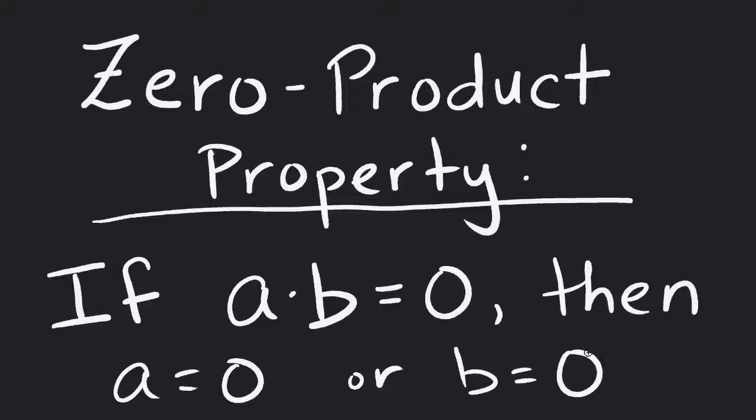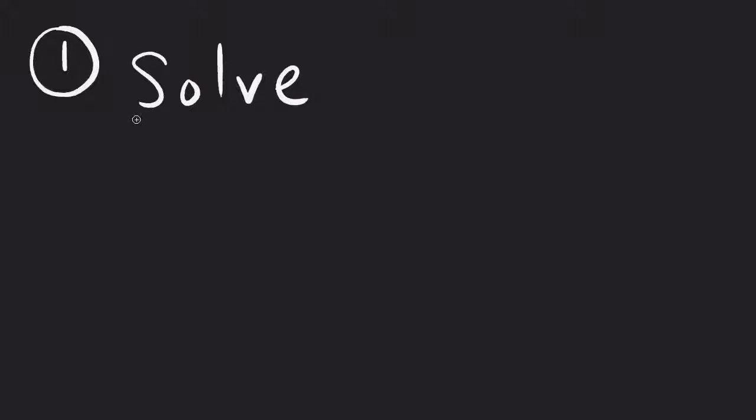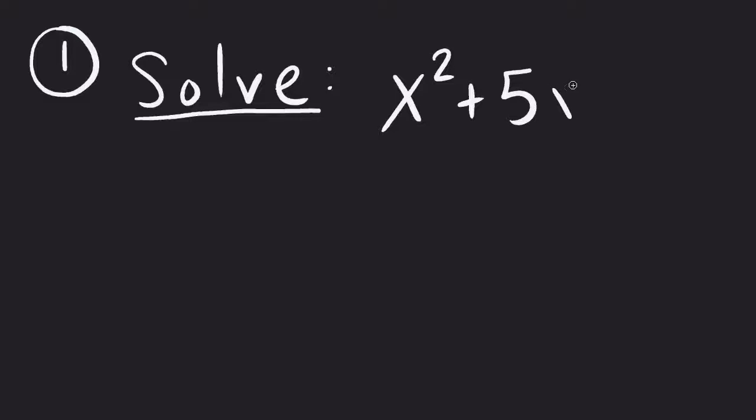Okay, so this is one of these things where I think it makes more sense for us to go ahead and show you one of the uses for it, and then we can kind of look at it from that standpoint of how is this going to be used for our algebra. So if I gave you something that said solve, and let's say the problem was x squared plus 5x equals 0.